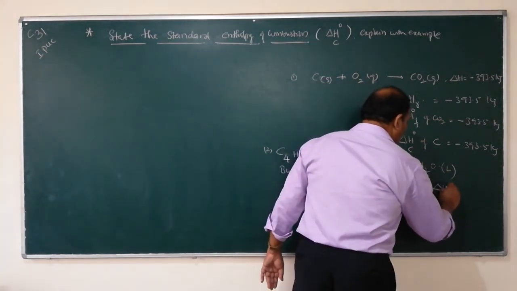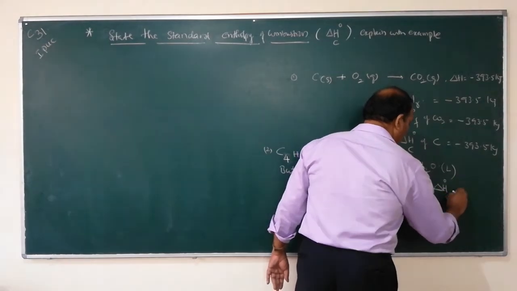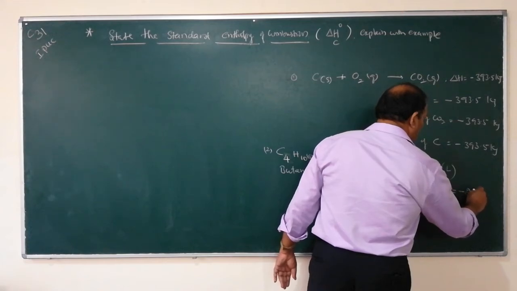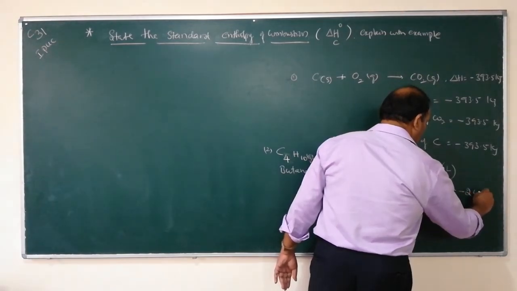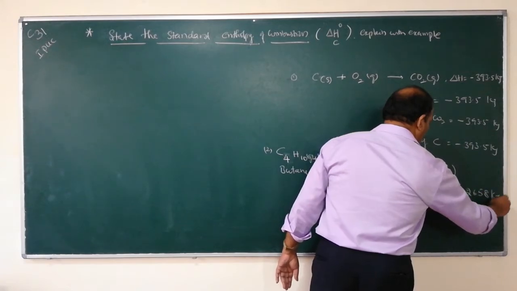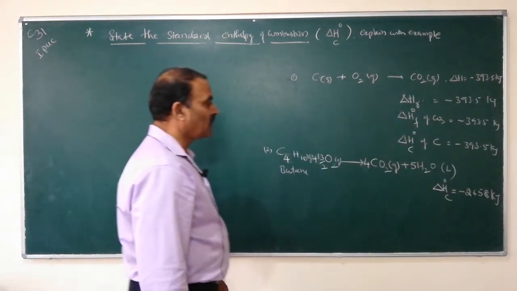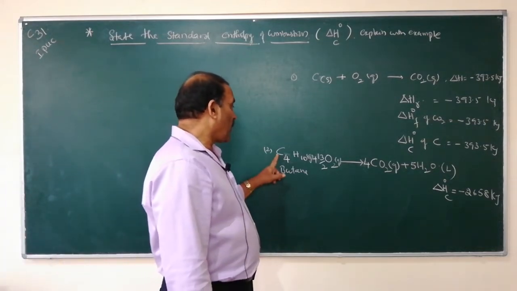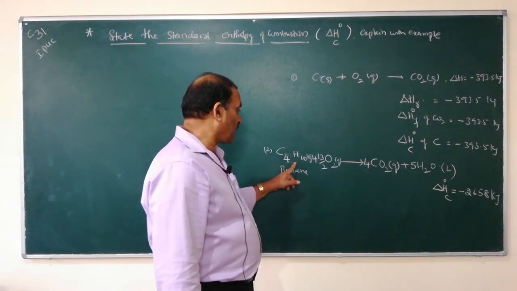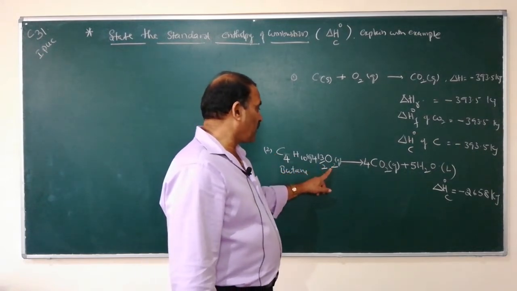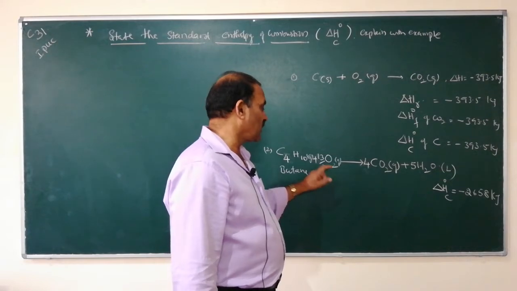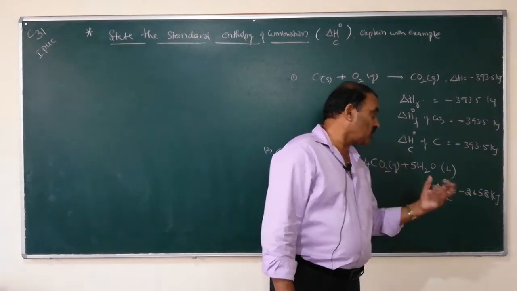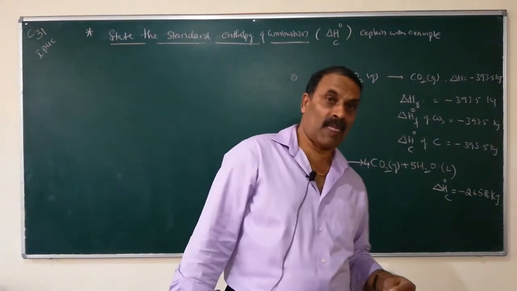Then delta H naught of combustion equals minus 2658 kilojoules. So what is the meaning of this? When 1 mole of butane is completely burned in excess of oxygen, 2658 kilojoules of heat is liberated.